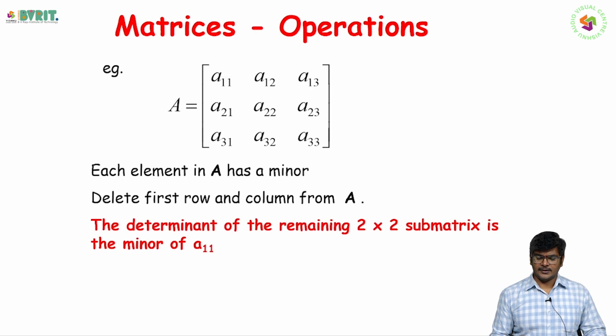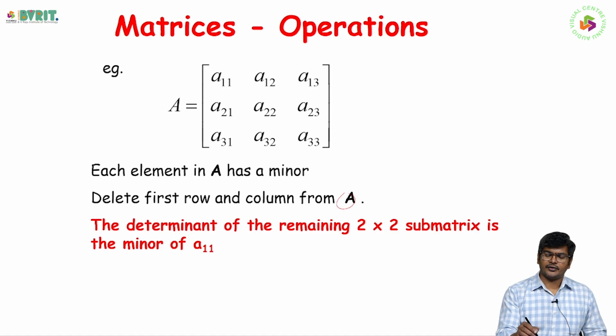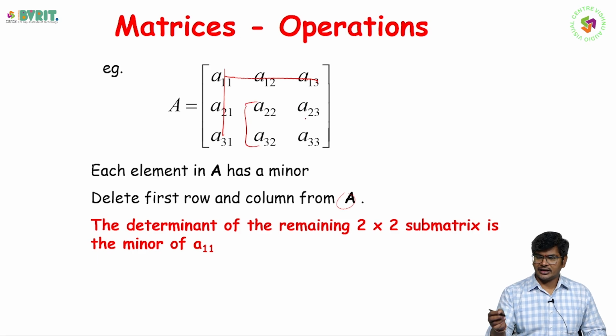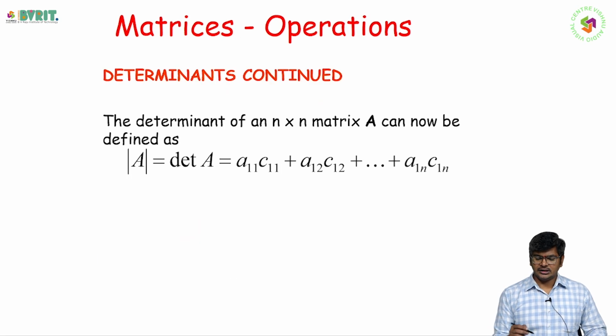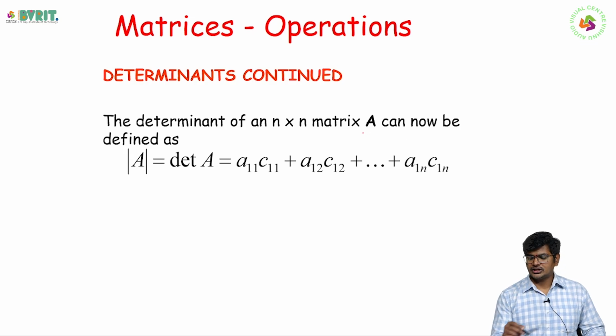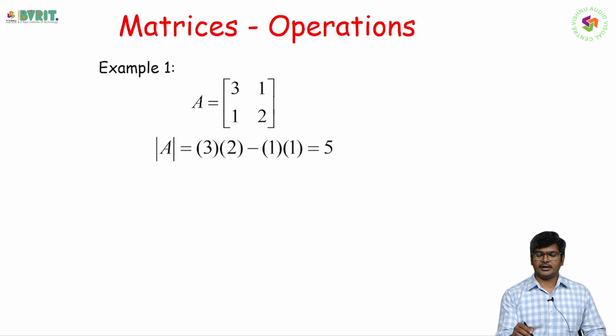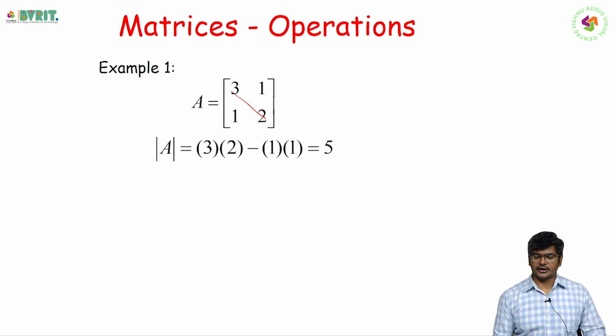Each element of A has a minor. Delete the first row and first column of this matrix. For example, to find the minor, delete this row and this column. That is a 2 by 2 matrix. I give an example to explain. This is the determinant of an M by N, a square matrix. Det of A equals a11 C11 plus a12 C12 plus a13 C13. C11 means cofactor. This is the determinant: 3 into 2 minus 1 into 5, 6 minus 1 is equal to 5.